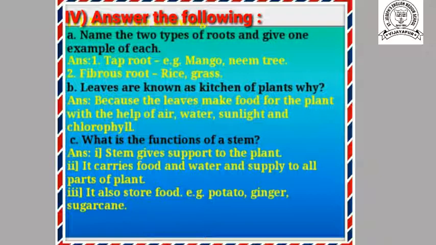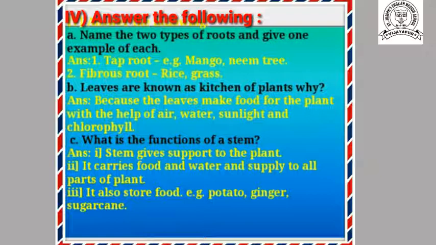Now the next question. What is the function of stem? Answer. Stem gives support to the plant. It is the first function. Second one, it carries food and water and supplies them to all parts of the plant. Third one, it also stores food. For example, potato, ginger and sugarcane. Got it? Now, what is the function of stem?